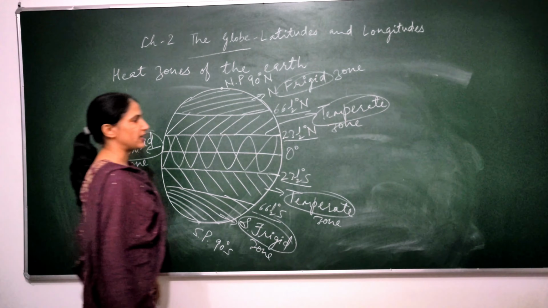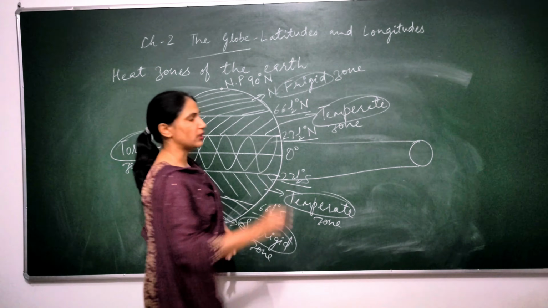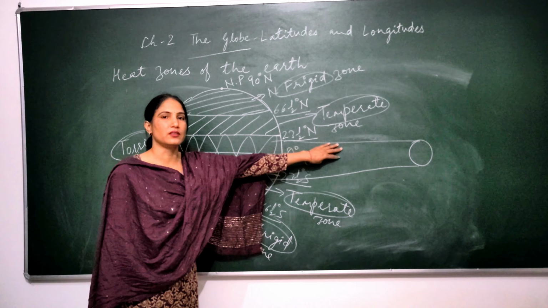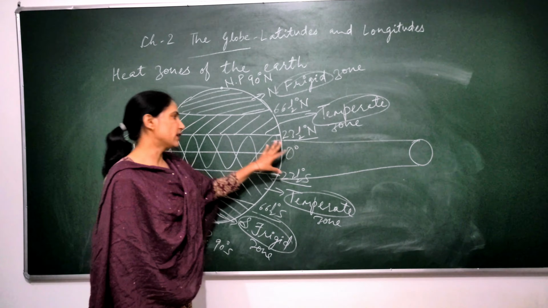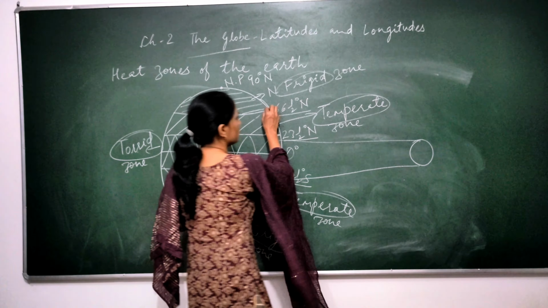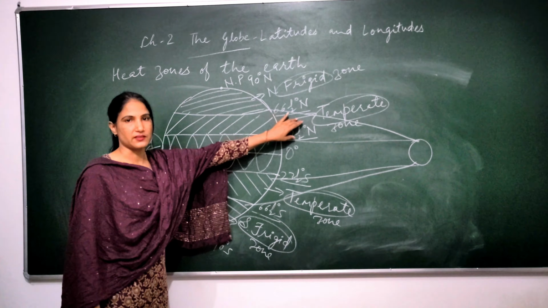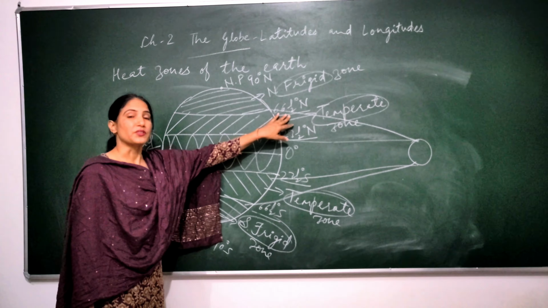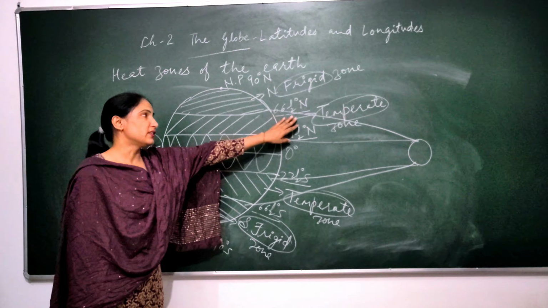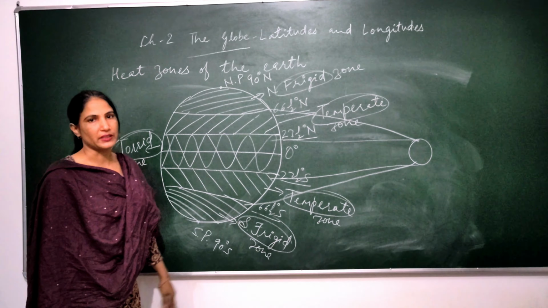So first is the torrid zone. As we all know, this is our sun, and this zone receives direct sun rays. The torrid zone receives the direct heat of the sun, direct rays of the sun. That's why it is extremely hot. Next is the temperate zone. This temperate zone receives slanting sun rays. Because of these slanting sun rays, this zone is neither too hot nor too cold. It has a moderate temperature, so it is moderate in temperature, the temperate zone.